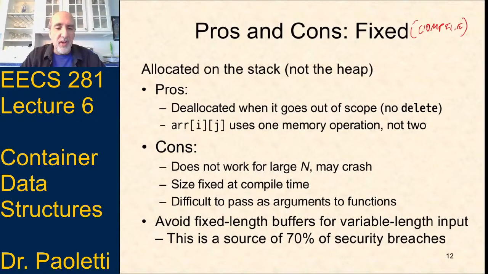Now, one thing we want to remember is we really want to avoid fixed length buffers for variable length input. This 70% is an estimate from security people. It's an estimate of how many security breaches happen because someone created a fixed size array and accepted variable size data and maybe goofed up the check that the size was big enough to hold that variable size input. Even when people do variable size arrays with the new, sometimes they mess it up.